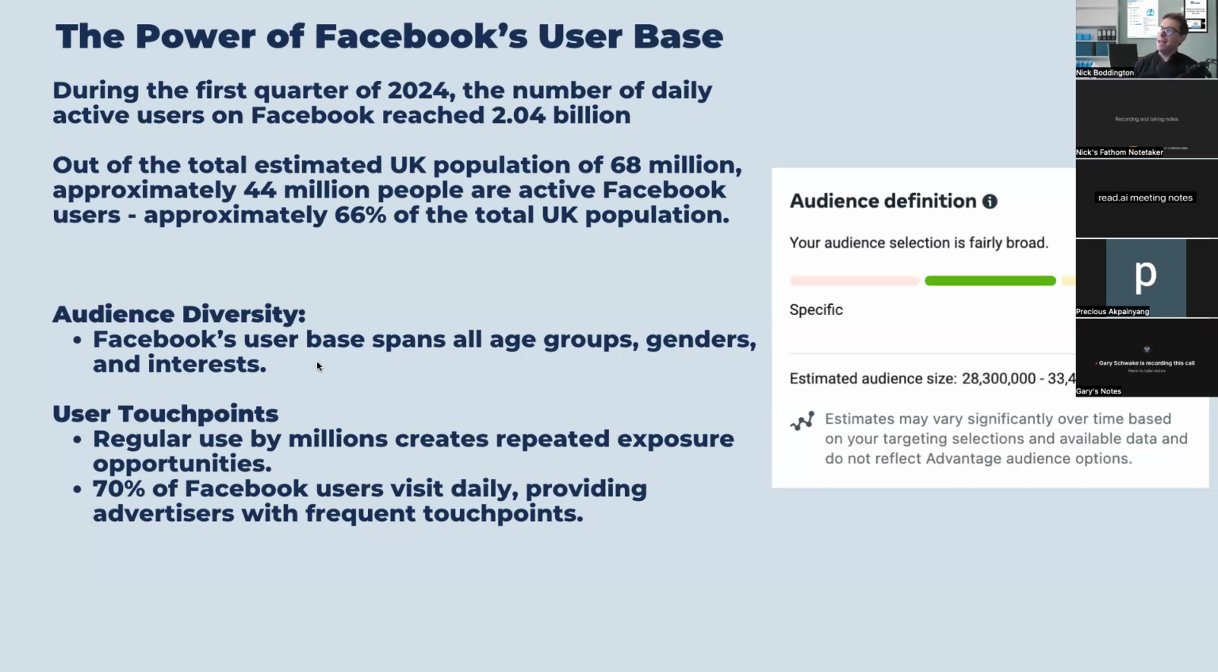So out of the total estimated UK population of 68 million, approximately 44 million people are active on Facebook. That's 66% of the total UK population. The audience diversity: Facebook's user base spans all age groups, genders, and interests, which is brilliant. Yes, 28 million people here in the UK that we can get in front of. And user touch points: regular use by millions creates repeated exposure opportunities, and 70% of Facebook users visit frequently.